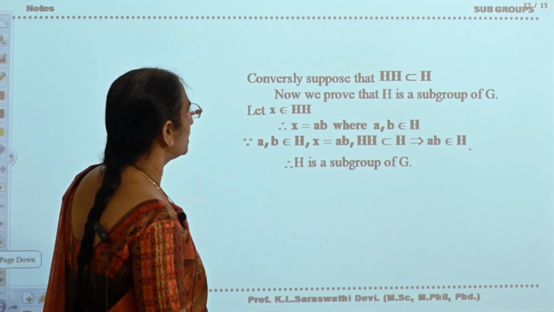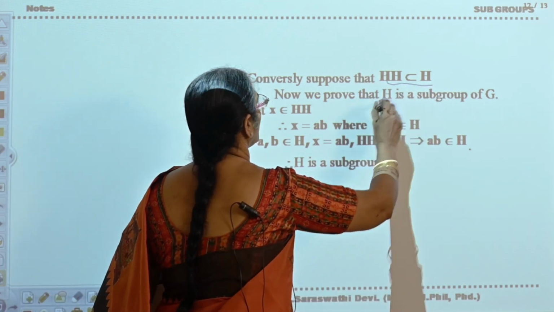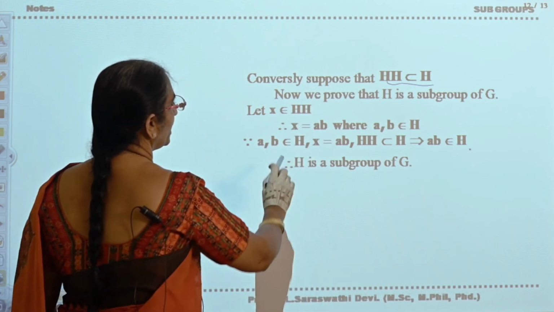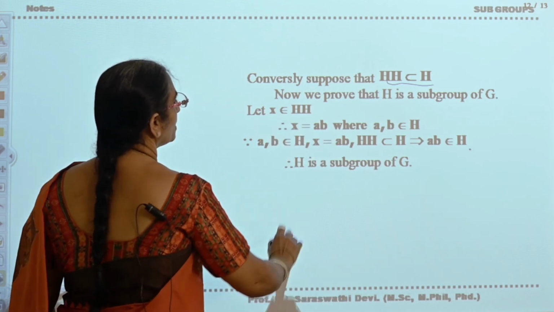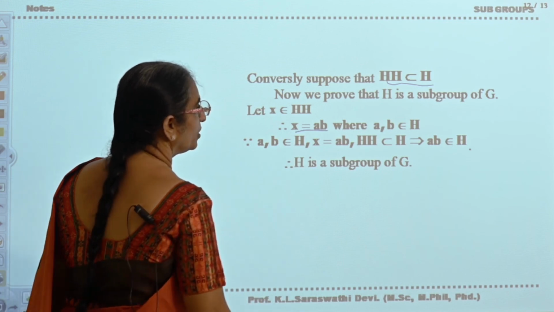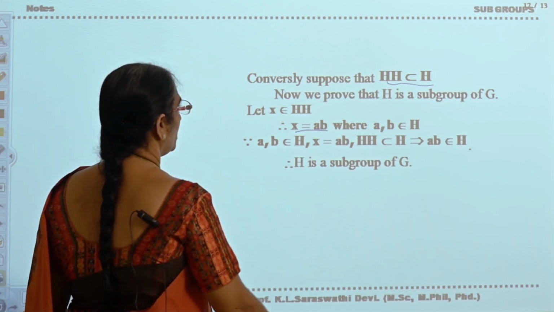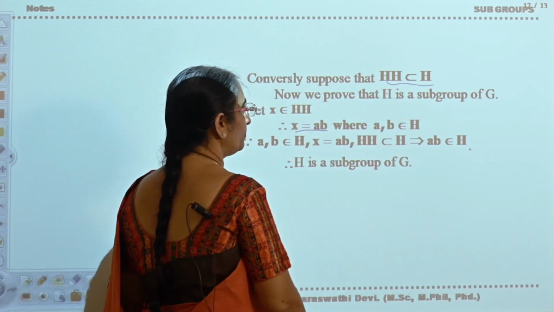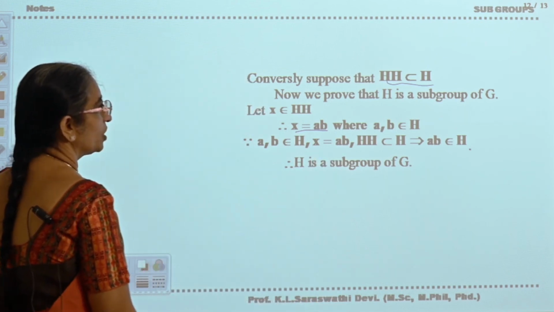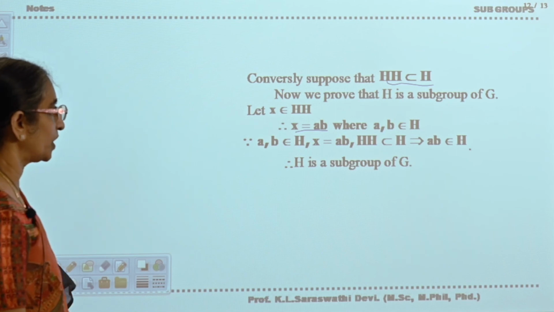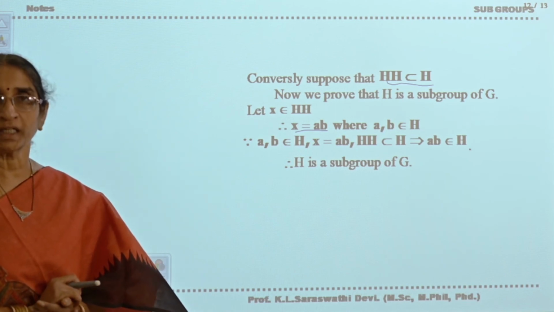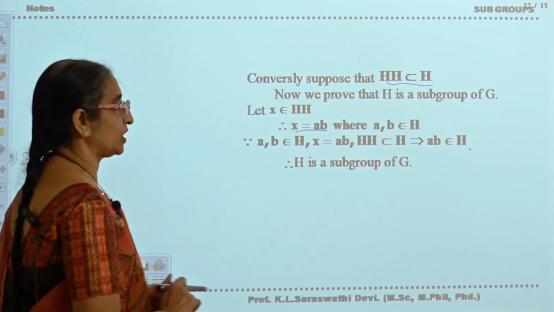Conversely, suppose that HH is a subset of H. Now you have to prove H is a subgroup. Let X belong to HH, that is X is equal to AB, where A, B belong to H. X is equal to AB. HH is a subset of H implies AB belongs to H. Therefore, H is a subgroup of G. How can you conclude that H is a subgroup of G from AB belongs to H?